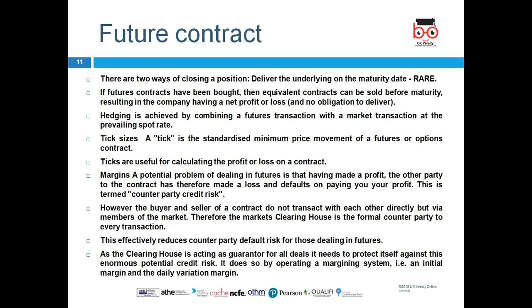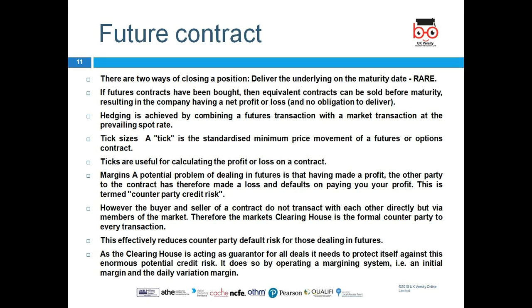So tick size: a tick is the standardized minimum price movement of a future or option contract. Yes, so we can tick, that's the price. We're not going more than this and that. So we'll stay in between those prices or in those exchange rates. Ticks are useful for calculating the profit and loss on a contract. Yes, we can calculate what profit we'll make, what losses there will be, because we decide the boundaries and we'll stay within those boundaries.